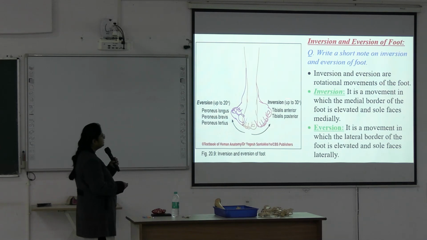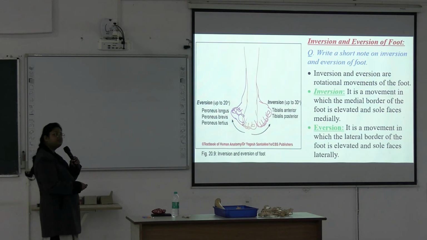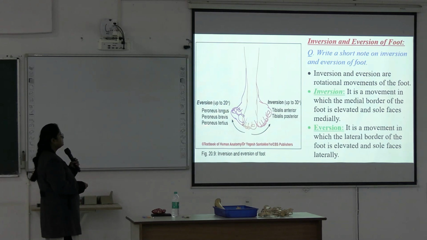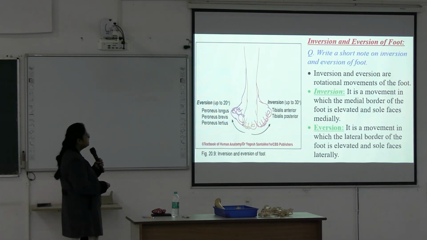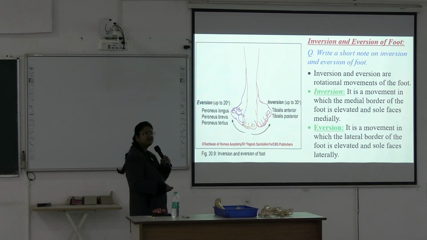It is done by tibialis anterior and tibialis posterior. Up to 30-degree inversion is possible. And eversion is done by peroneus longus, brevis and tertius. Up to 20-degree eversion is possible. Here lateral elevated. Eversion is the movement in which lateral border of foot is elevated and sole faces laterally.